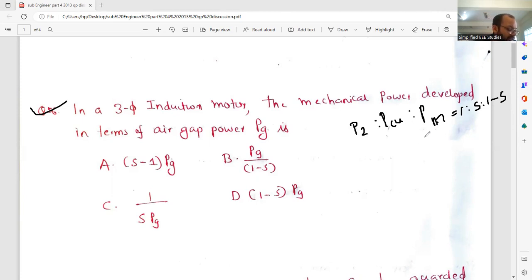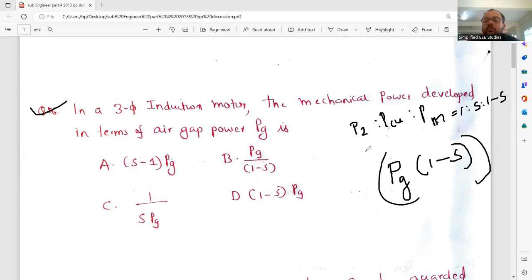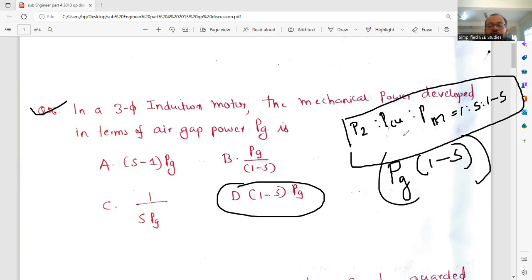What you can write is PG into (1 − s). You can take the example of 1 watt and multiply throughout. In the same manner, the mechanical power developed in terms of air gap power PG is given by PG × (1 − s). The right answer is option B. I think it's clear to everybody. You have to remember this ratio at any cost: P2 : PCu : Pm = 1 : s : (1 − s). I think it's clear to all.